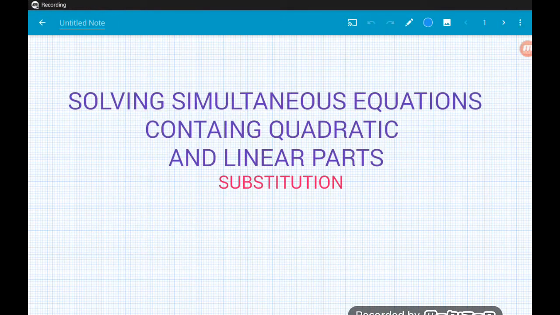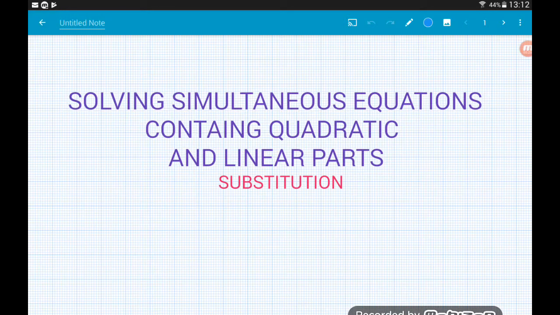So in this video we're going to be looking at how to solve simultaneous equations containing a quadratic and a linear equation. So this is only for the higher GCSE minions and above. If you're a foundation minion and you found yourself here, by all means feel free to stick around and play with us, but you really don't need to.